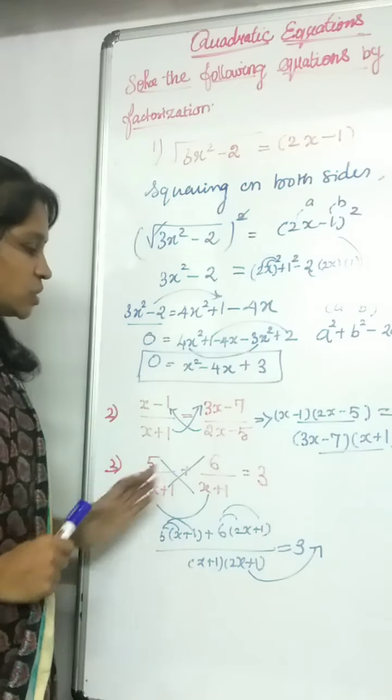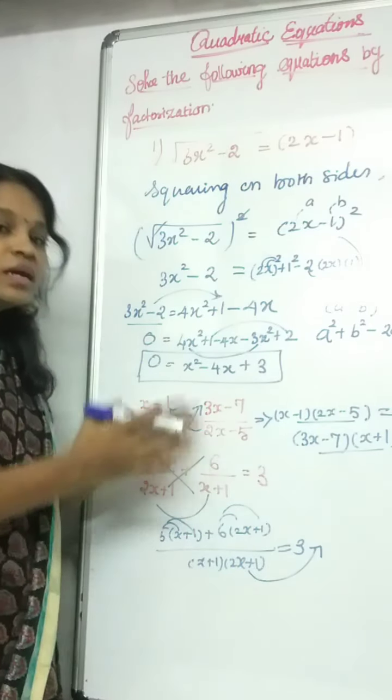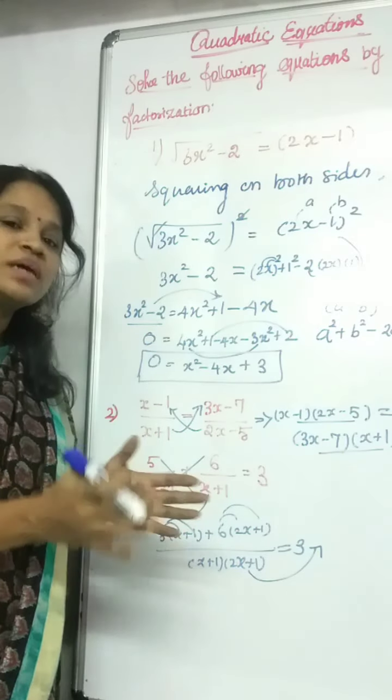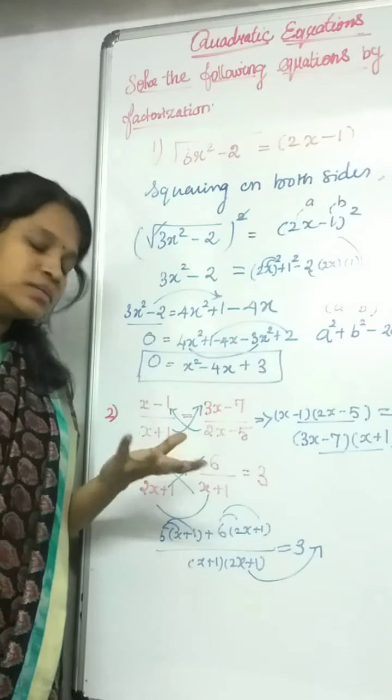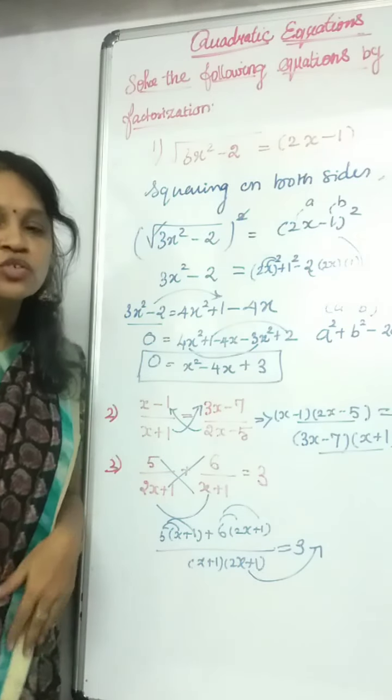So this is the procedure. The given problem you have to solve first, and then whether you are arriving at the quadratic form or not, after that you may decide, and you have to apply some product rule or identity for further solving. Okay, thank you children.